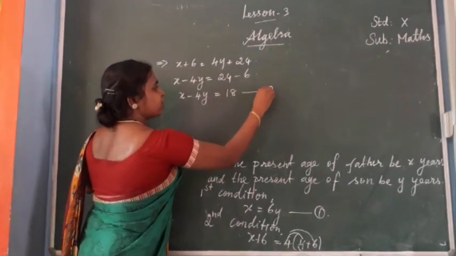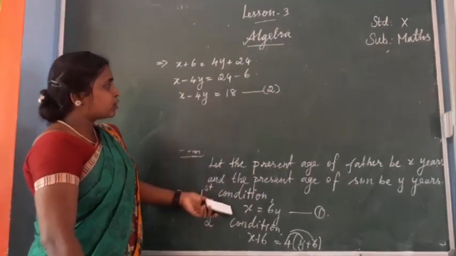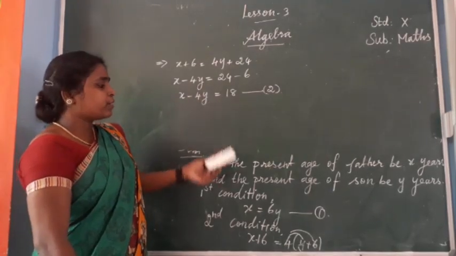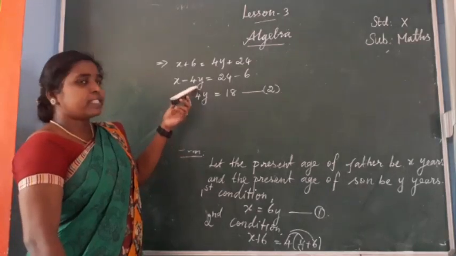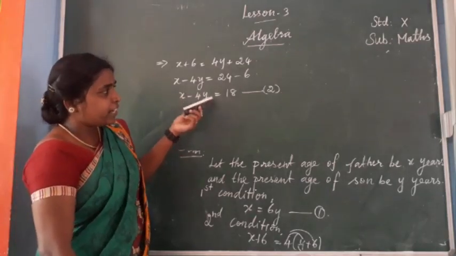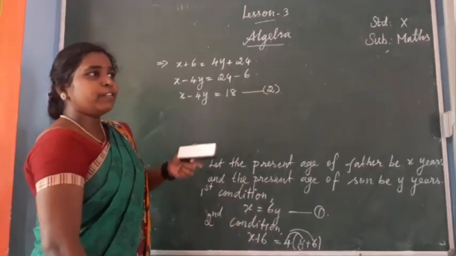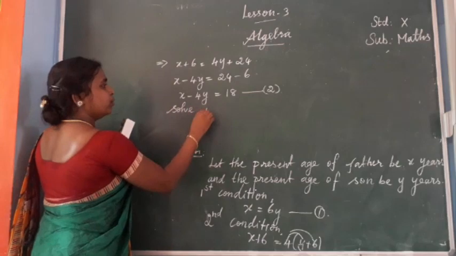This is equation 2. Now you have to solve both equations. Now we have two linear equations with two variables. We can use any one of the methods: substitution method, elimination method or cross multiplication method. Now I am going to use the substitution method to solve equations 1 and 2.